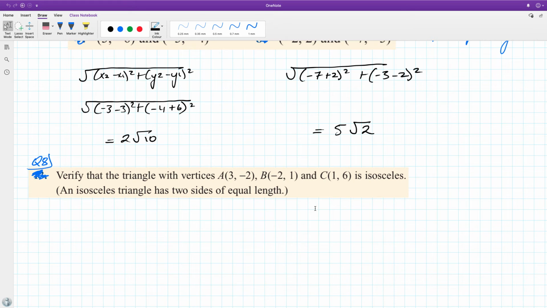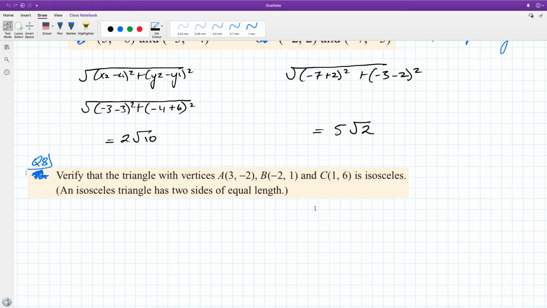So you sketch it and see if you can figure out what the question wants you to do. Any idea how we're going to verify that that triangle is isosceles? It even gives us a hint. What do you reckon?